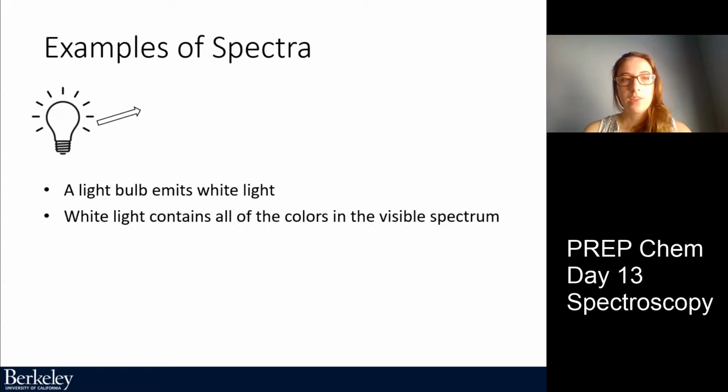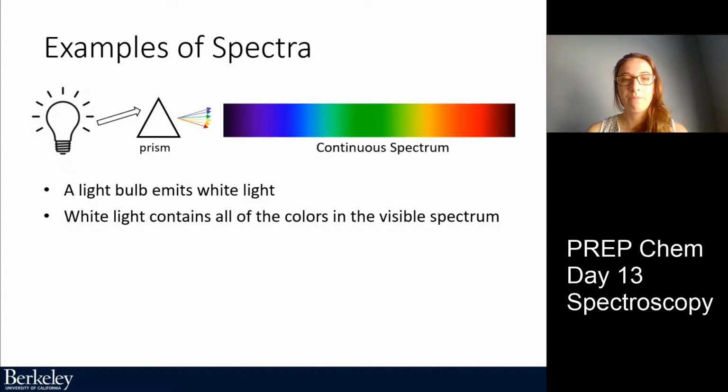Okay. So let's think about some example spectra. So say you have a light bulb that emits white light. And we know that white light contains all of the colors in the visible spectrum. So we can pass this light through a prism. And what this prism will do is it will separate all of the different wavelengths of colors so that you can see what the individual ones are. And that would give us a spectrum that looks like this. So this is called a continuous spectrum because you can observe every single wavelength of light. And there are no gaps. We get a very smooth transition from violet all the way down to red.